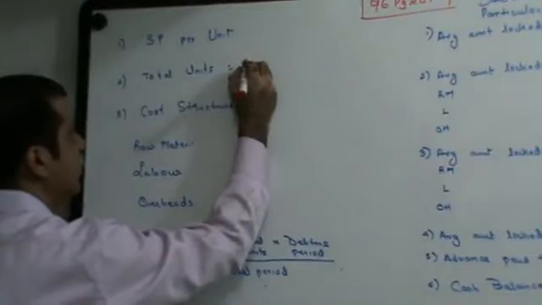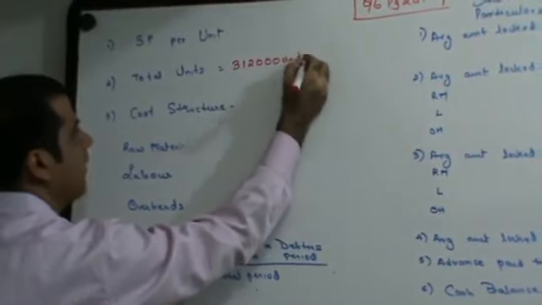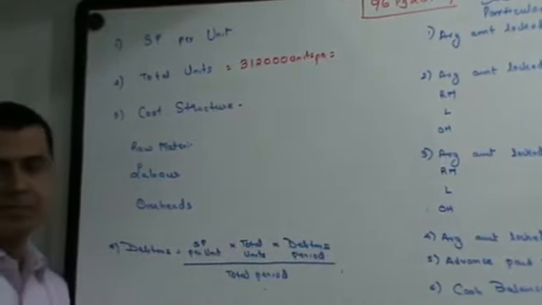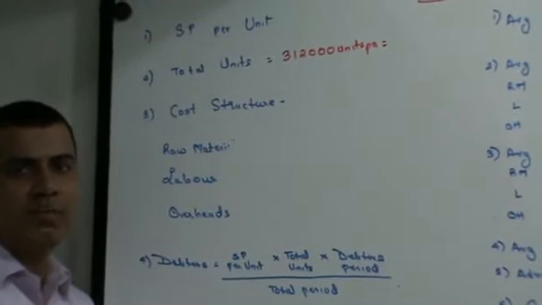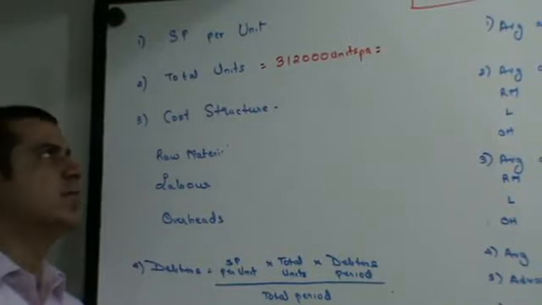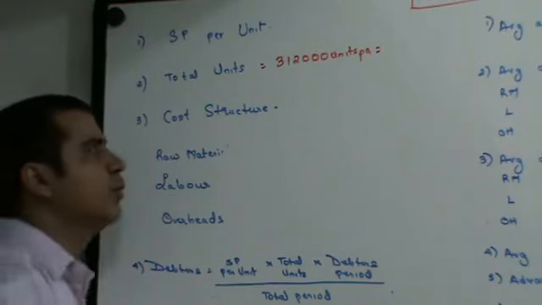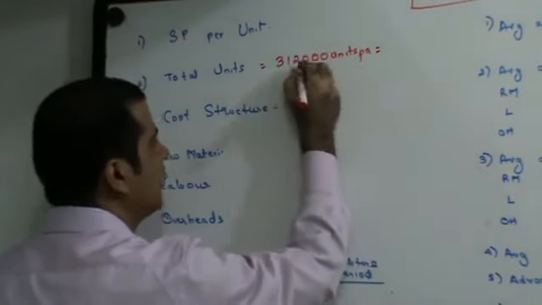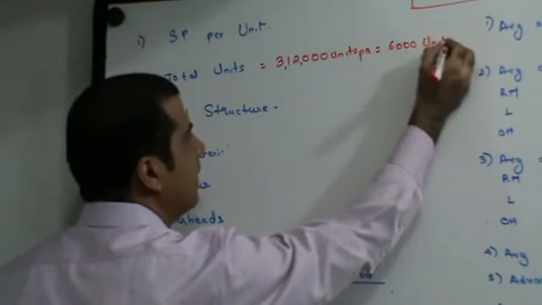They are saying that the total units are 3,12,000 units per annum. Now if you look at the adjustments, guys, you will see that all the adjustments are given to you in terms of per week. Since all the adjustments are given per week, you will have to convert the units also into per week. To do that, you will have to divide this by 52. So 3,12,000 divided by 52 will give you 6,000 units per week.